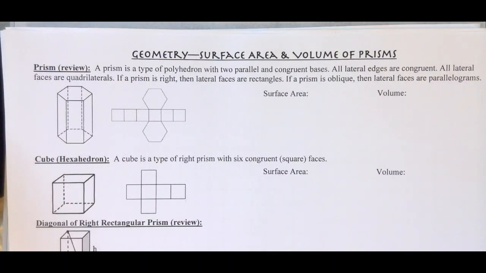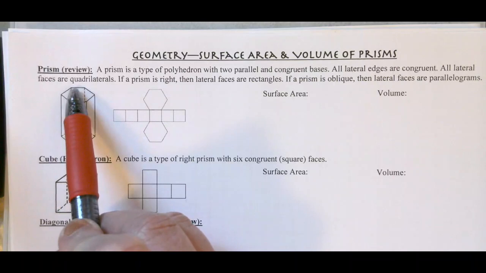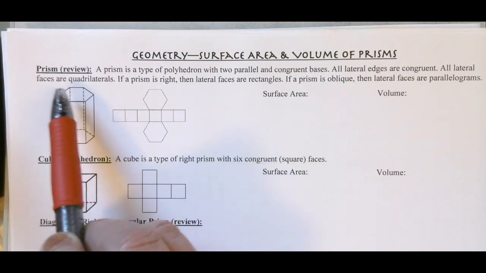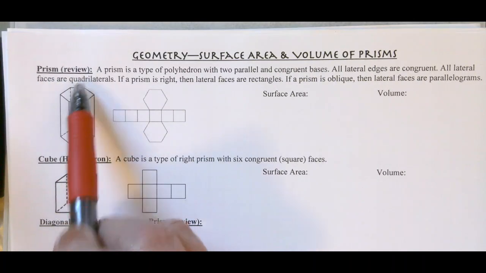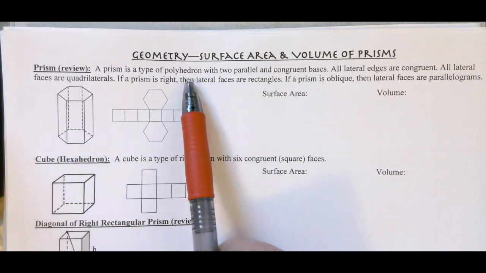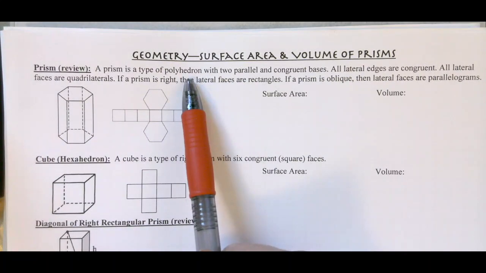Right, so today we're looking at surface area and volume of prisms. To start off, we're just looking back at where we left off in class. So what makes something a prism? It's a type of polyhedron, so all of the faces are polygons.